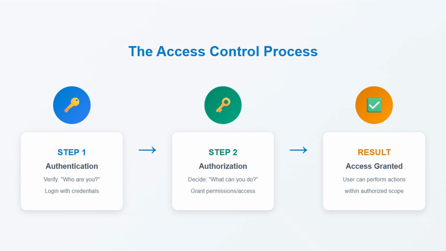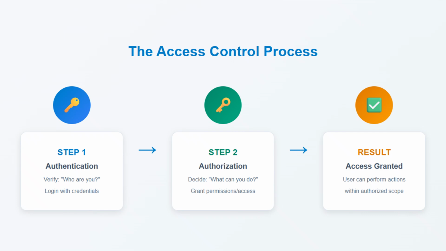Step 2, authorization: what can you do? Once you're authenticated, the next step is authorization. Now the system decides what you are allowed to access. Maybe you can open your mailbox, view certain files, or access an admin dashboard, depending on your permissions. Authorization ensures each user only gets the level of access they're meant to have.